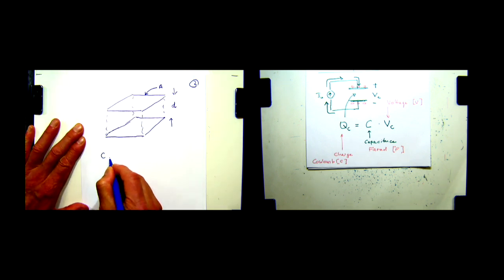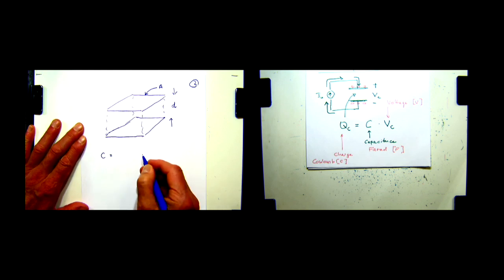conduct. It could be air, it could be vacuum, it could be any kind of an insulator, a plastic, it could be glass. Silicon dioxide, also lots of choices. Anyway, something that doesn't conduct current. Well, if you have a contraption like this, then we can calculate easily what the capacitance is. The capacitance of this thing is going to be equal.